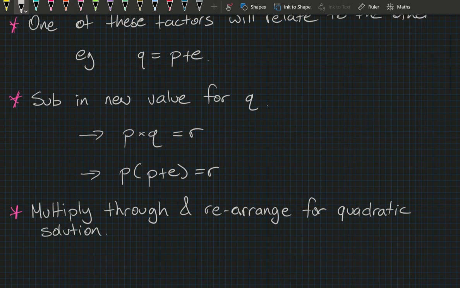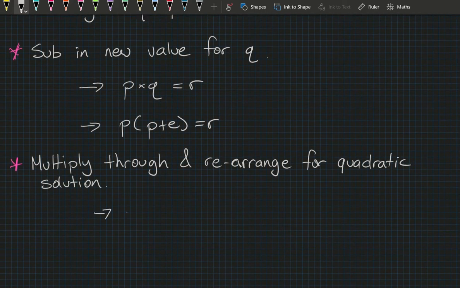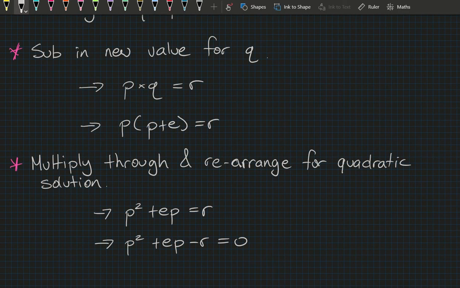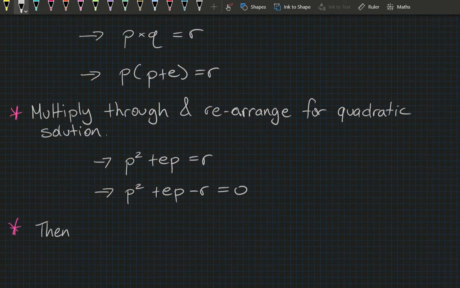So in the example above, multiplying through gives us p squared plus e times p equals r, which can be rearranged to p squared plus ep minus r equals 0. And once you get to this point, you're going to have to factor it and solve.